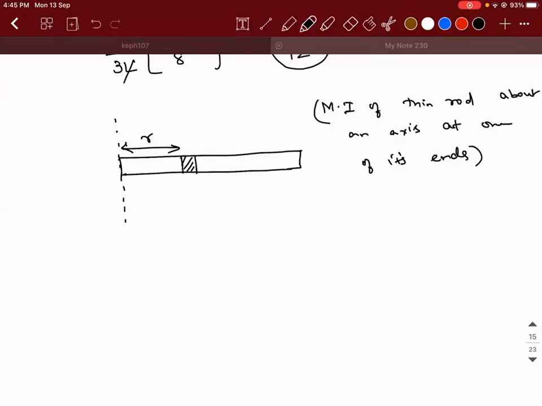One of the ends. So from one of the ends at a distance r, if you take a thickness dr, there will be a small mass dm that we'll consider. So what is dm again? dm divided by dr is equal to capital M divided by L. So dm will be equal to M by L into dr.